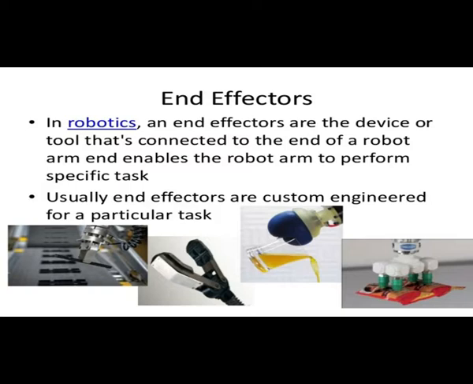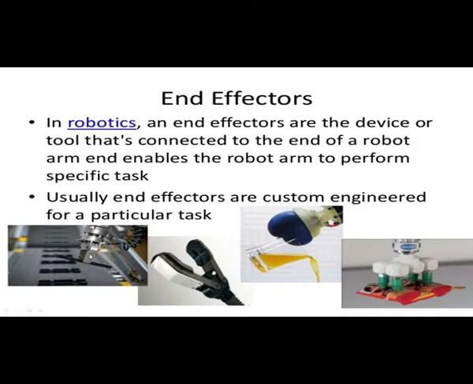What is the manipulator? The base, the parts or links, and the joints, up to the wrist, are called the manipulator. The external part attached to the wrist is called the end effector. These are tools connected to the end of a robot that enable the robot arm to perform a specific task. Usually the end effectors are custom engineered for a particular task.